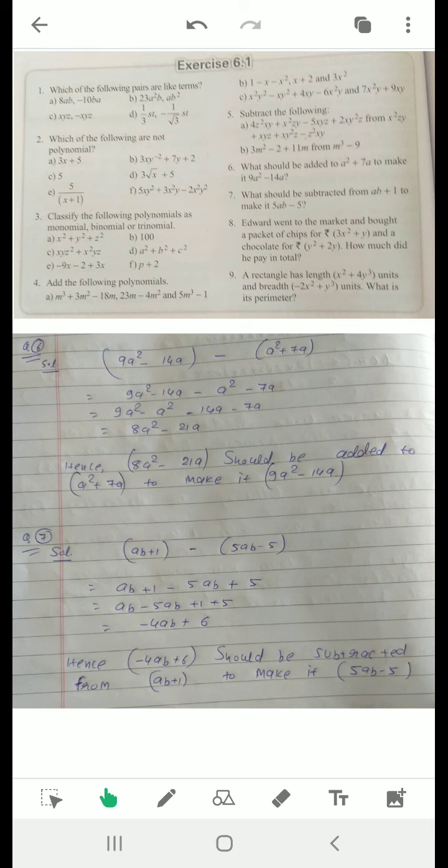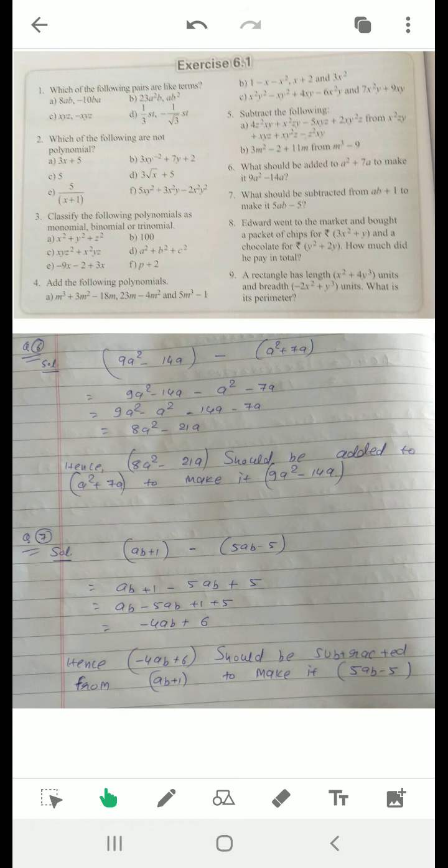Afterwards, you know how to do the subtraction. Subtraction I have already explained. I have solved it also. You can see the solution and understand it yourself. But what was the question? Actually, I want to explain the question. What we need to do in that question? What should be added to a square plus 7a to make 9a square minus 14a?